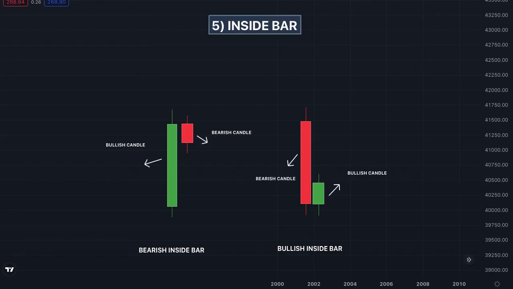The bearish inside bar has a big red mother candle, and after that, a small bullish appears. This is used to trade continuations of the bearish candle. And a bullish inside bar candle consists of big green mother candle, and after that, a small bearish candle appears. This is used to trade bullish continuations.